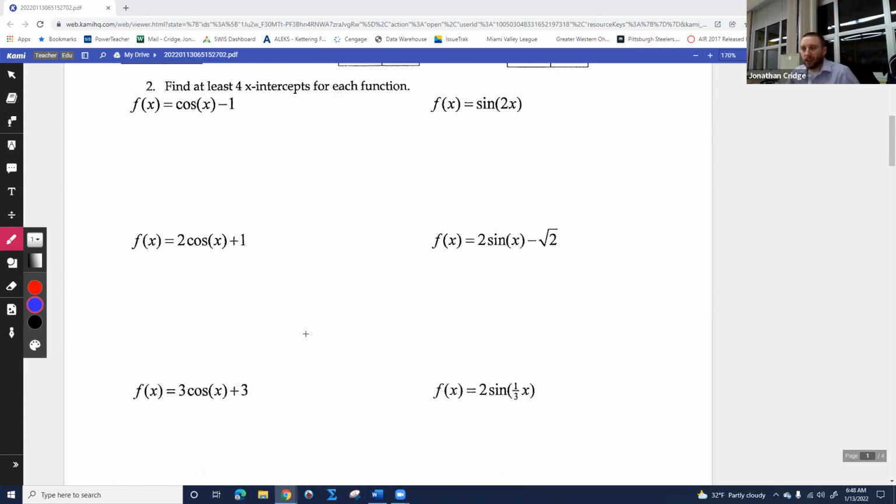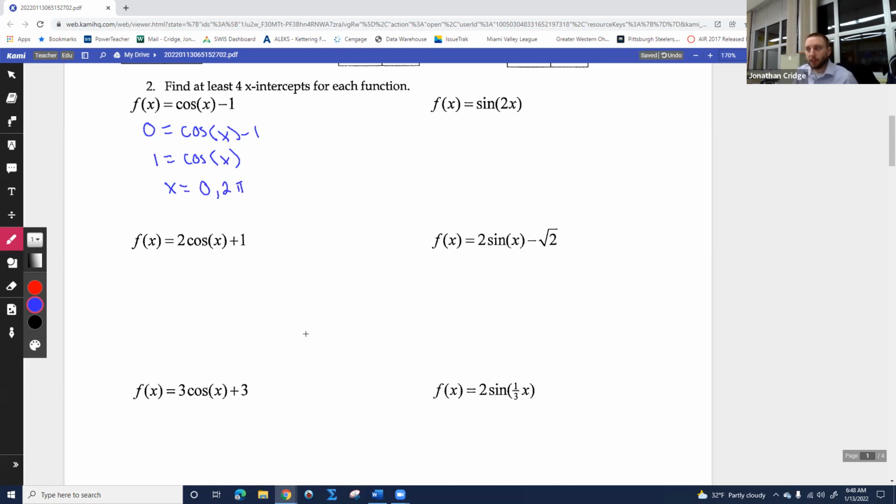All right, the next one says find at least 4 x-intercepts for each function. So we talked about yesterday, to find the x-intercepts of any function, you're going to set your y value equal to 0. So I set y equals 0, and then I just got to solve for x. So add 1 to both sides. And I'm going to take the inverse cosine of 1. So I'm looking for angles that have an x value of 1. So it happens at 0 and 2 pi.